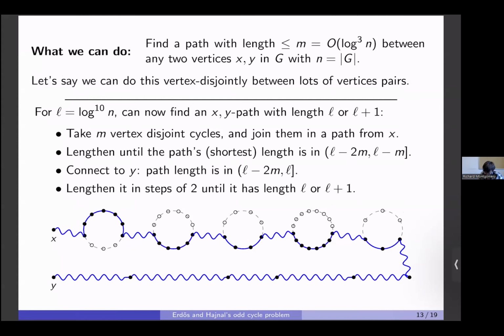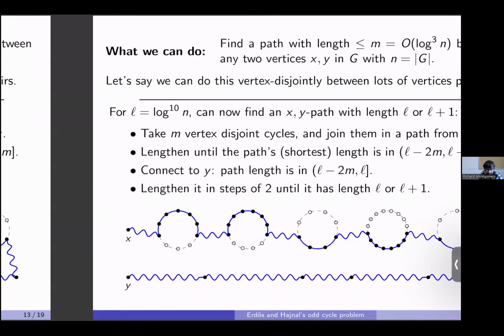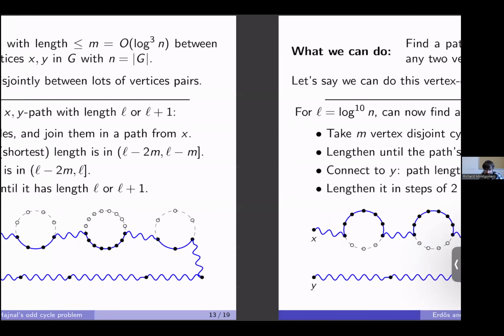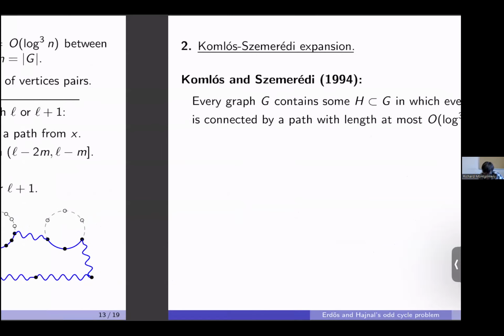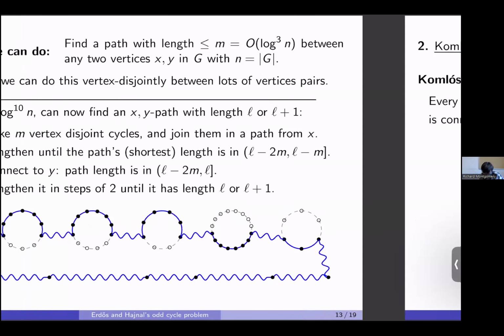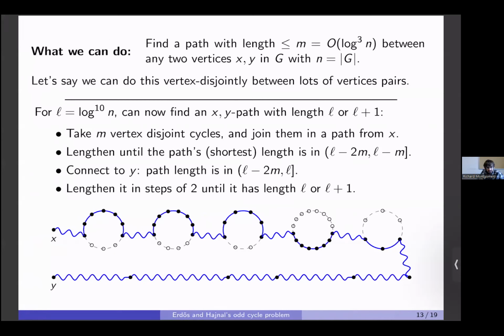So all we need to do is lengthen it the right number of times until it has length L or L plus 1. Again, we can't hit exactly L. We're only lengthening by 2 each time, but we can hit either L or L plus 1. And that will naturally be one of them, depending on where X and Y lie in the bipartition of the graph. So this is my adjustment, and it tells us we can get L or L plus 1. Essentially, I've done this for L equal to log to the 10 of n.